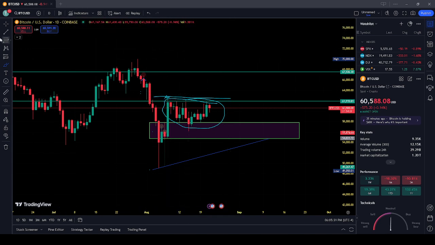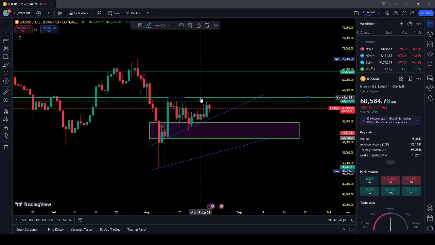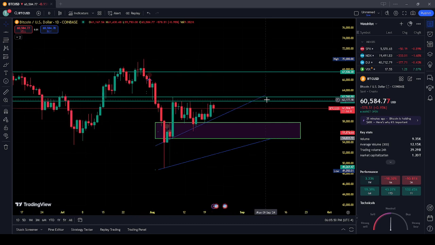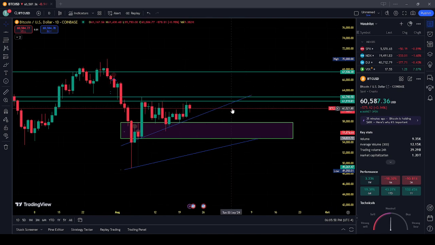And what is this high? Let me draw it for you, right? Look at this high, this particular one, which is 62,743. So that high should break. If that high is broken, then I can see the next is this 65,000 without any obstacles, right? Bitcoin will just go in one shot. And you know how volatile Bitcoin is.